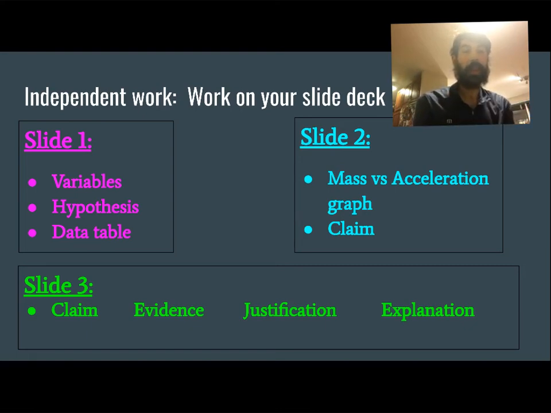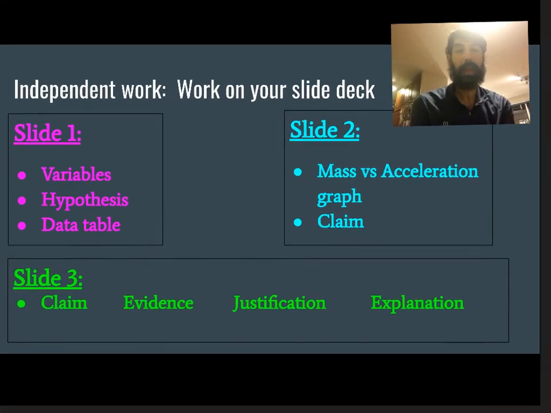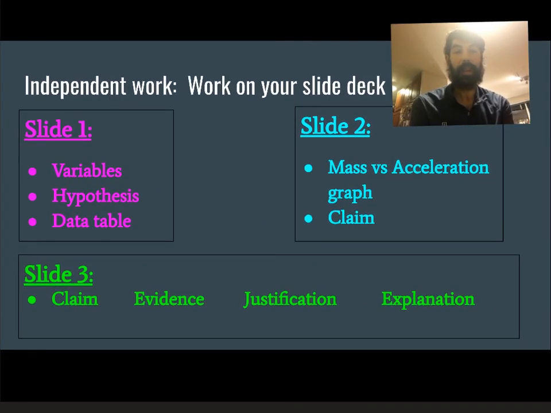So ultimately, your independent work today is to make sure that slide 1 has variables, a hypothesis, and a data table. That slide 2 has a mass acceleration graph and a claim. And make sure that slide 3 also has a claim, evidence, justification, and your explanation. This is a fair chunk of writing.